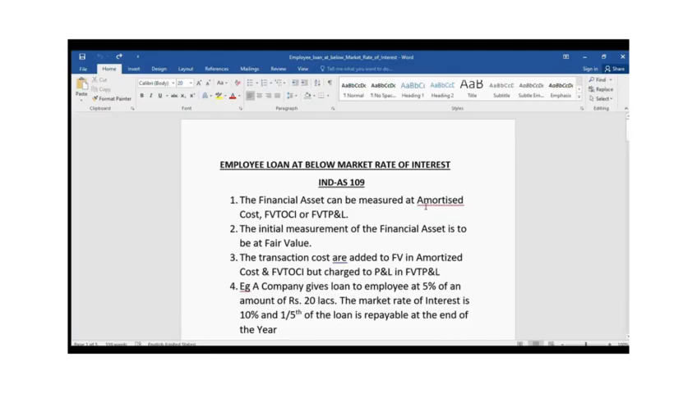Hi, good evening. Today we'll discuss employee loan at below market rate of interest, that is Ind AS 109. So to start with, we'll first discuss the concept.